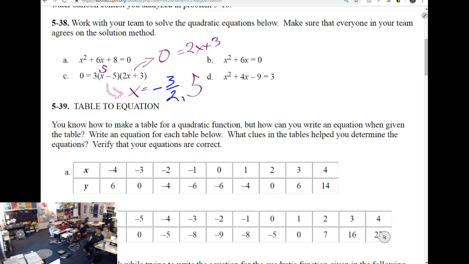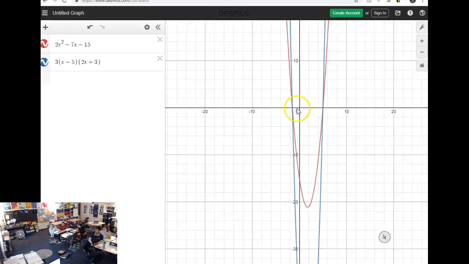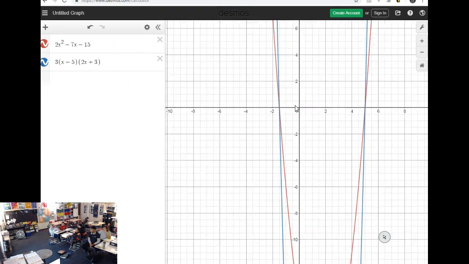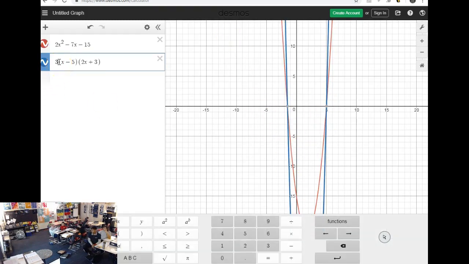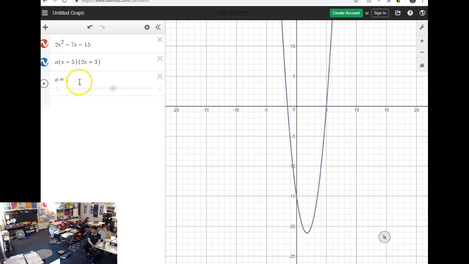So then, check it. When I put the 3 on, compare blue to red. Did the zeros change? No. Did the intensity of the parabola change? Yes. So that's what that 3 does. Now if I make that like A, you can actually physically see it dancing now. Because if I make it negative, I flip it.